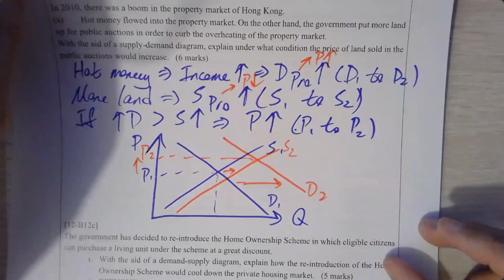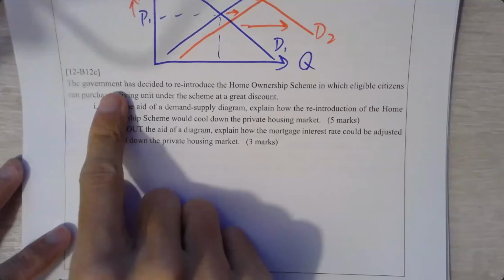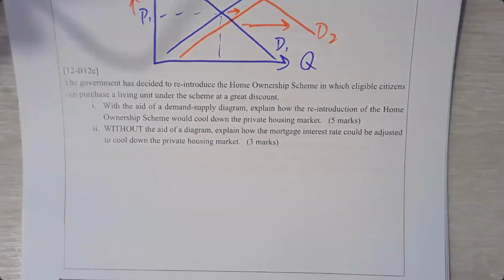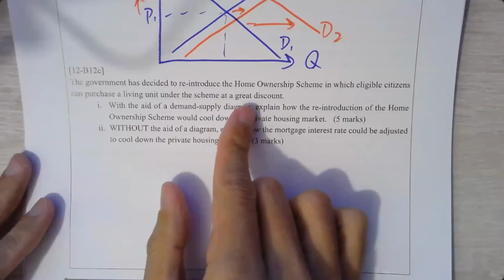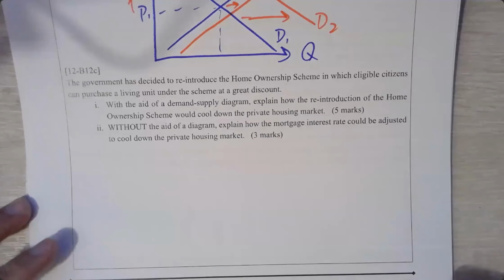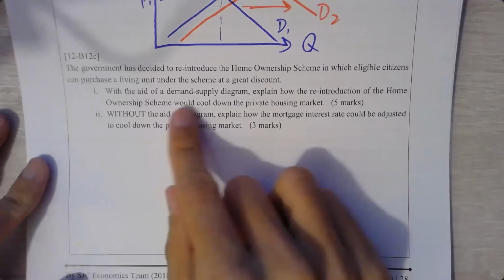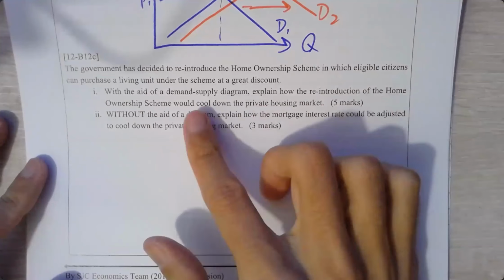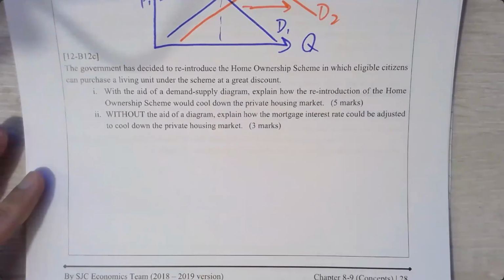OK, write it in more detail yourself, because the video is really long, so I'm speeding up. Now the government has decided to reintroduce the home ownership scheme, in which eligible citizens can purchase a living unit under the scheme at a great discount. Basically around 2 to 3 million to buy a flat, great, right? Now with the aid of a demand supply diagram, explain how the reintroduction of home ownership scheme would cool down the private housing market.